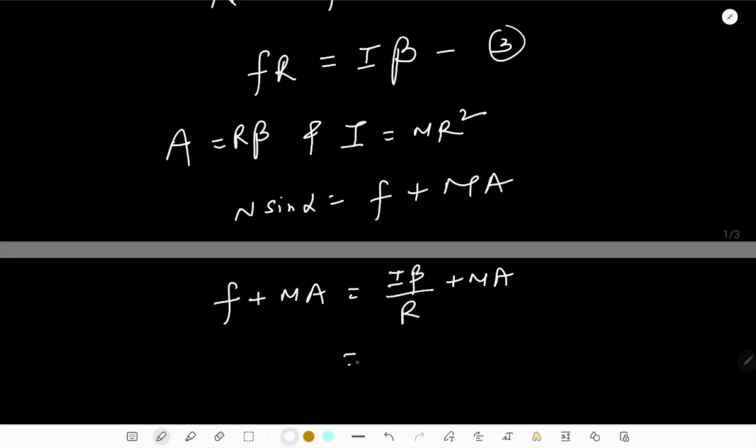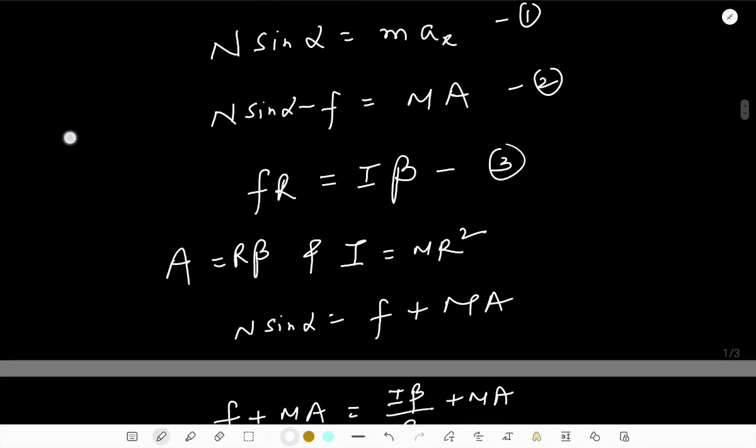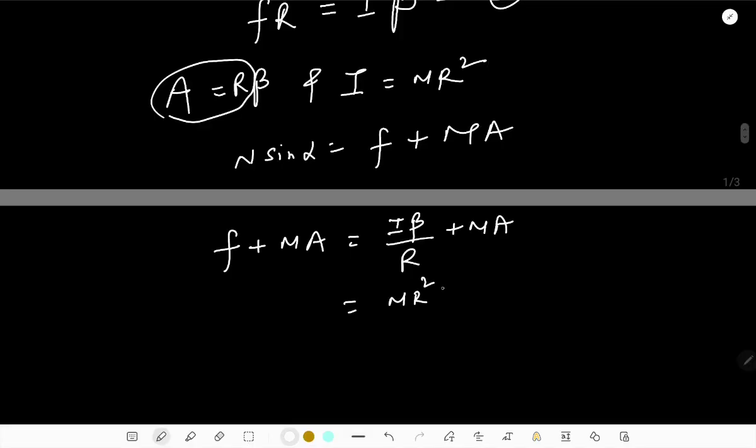And next step, I would like to write the value of I, that is mr square. Beta equals a upon r, so that then another r adds to it and it becomes r square in the denominator. So the final result we will get is 2ma.